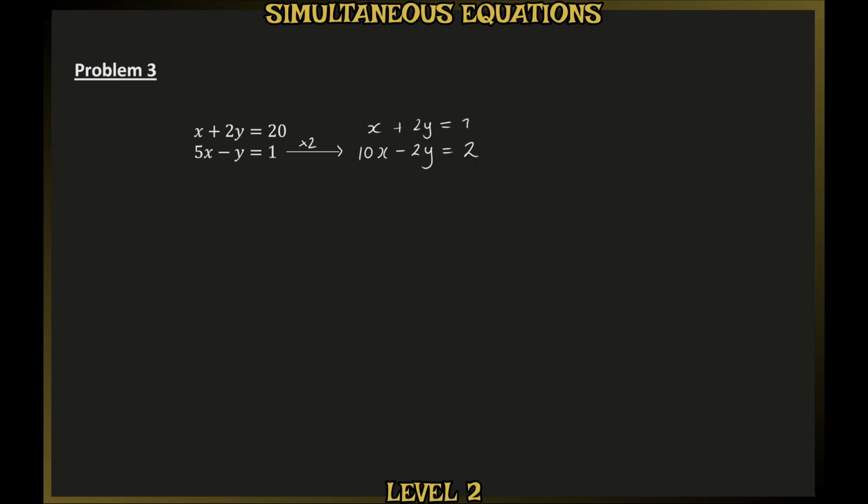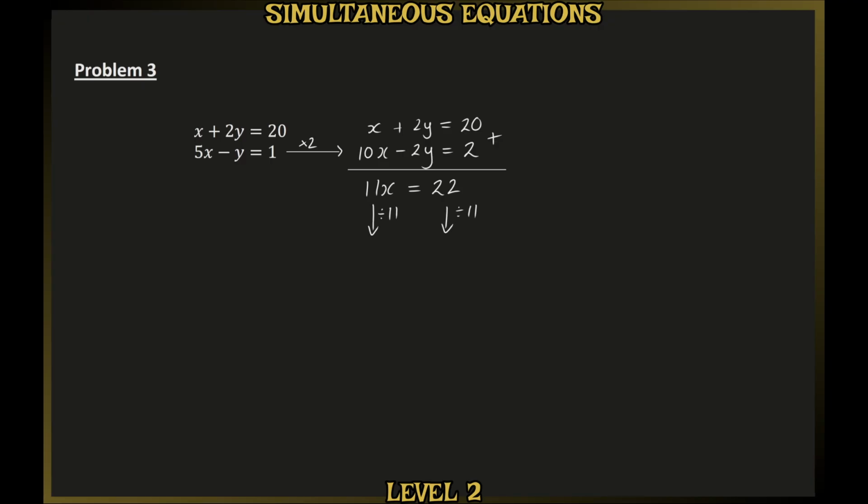And here, because we now have a plus 2y and a minus 2y, to eliminate them, we can add the equations together, because 2y added to minus 2y makes 0. So starting with the x's, x plus 10x is 11x, the 2y and the minus 2y cancel out when we add them, and 20 plus 2 is 22. So to solve, we can remove the times 11 on the left by dividing by 11, and we need to do the same on the right.